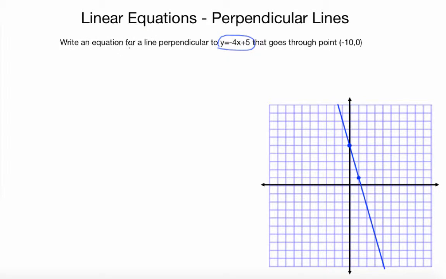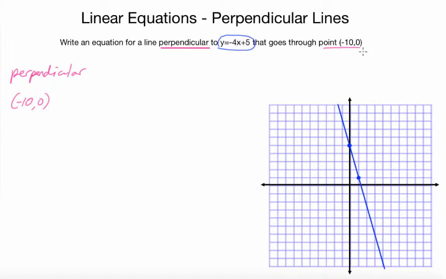However, I want to write an equation for a line perpendicular to that. So I've got to understand perpendicular. I'm going to write that over here. Make sure I get all my criteria. My line has to be perpendicular, and it has to go through point negative 10, 0. So I'm specifically constrained by that point.